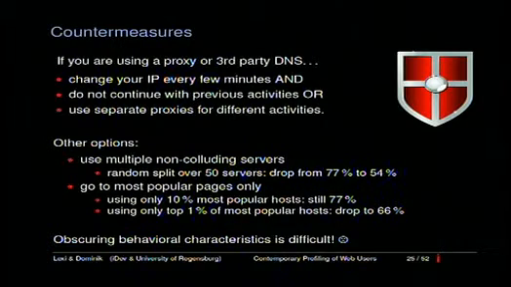What doesn't really help is randomly splitting your requests across various servers. We tried that out. We simulated 50 proxy servers or DNS servers and randomly distributed the requests of the users, and accuracy only decreases slightly, from 77 to 54%.